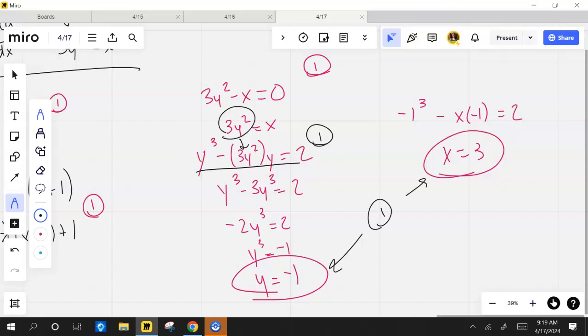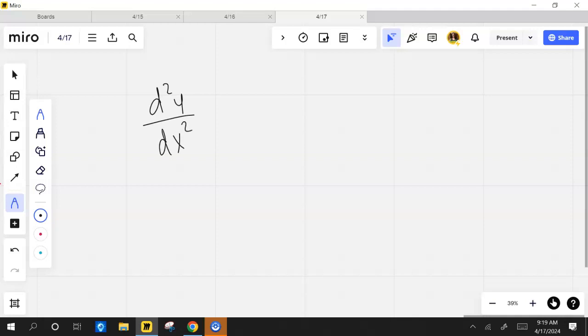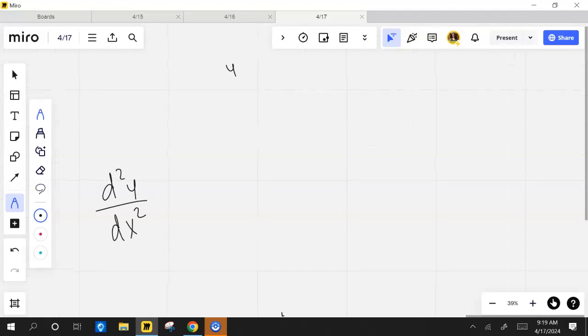All right, part C. Part C was worth 4 points. It said evaluate the second derivative. Well, to evaluate the second derivative, we have to find the second derivative. Let me write the first one above it so you can follow what I'm doing. This was a fun one, I thought.